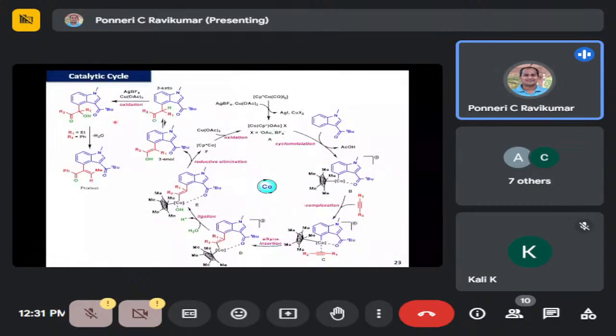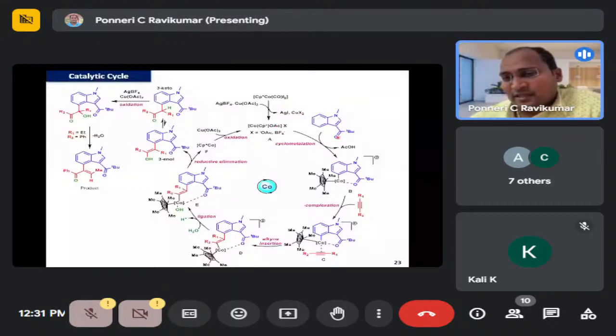With this information, I would like to explain the mechanism of this reaction. At first, cobalt forms an active cobalt catalyst. This then coordinates with this oxygen and forms a cobaltacycle. This we have proved by high resolution mass spec. A few slides ago, I have shown this one.